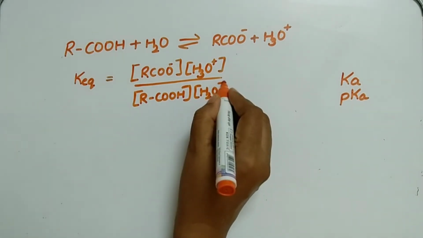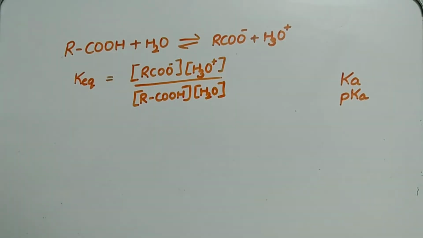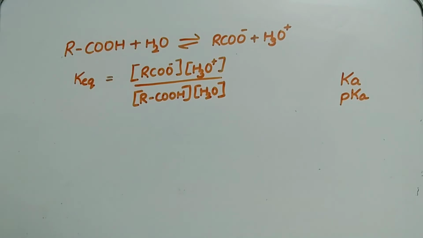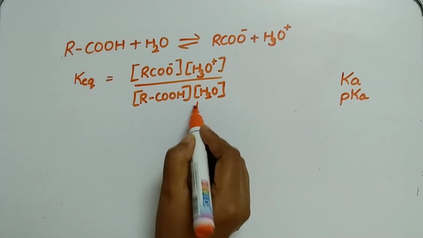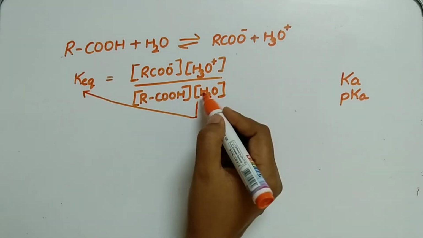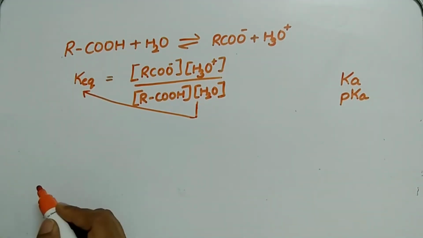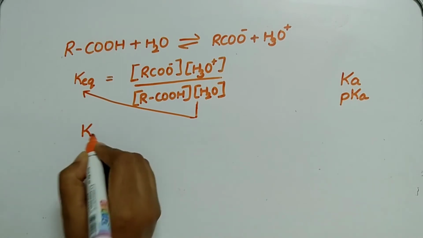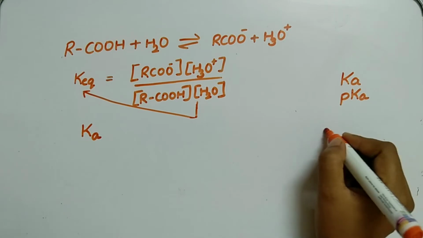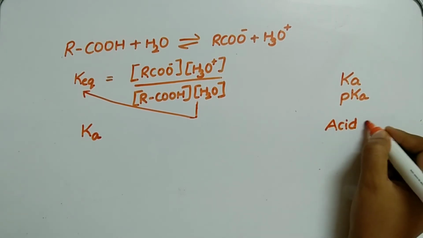Remember, water has no effect on diluting; if you add more water or less water, there is no effect. So the concentration of water will not affect the equilibrium process. So over here water is taken, and if I take this water concentration onto the left hand side, then we can write the expression as Ka. Now what is Ka? It is the acid dissociation constant.